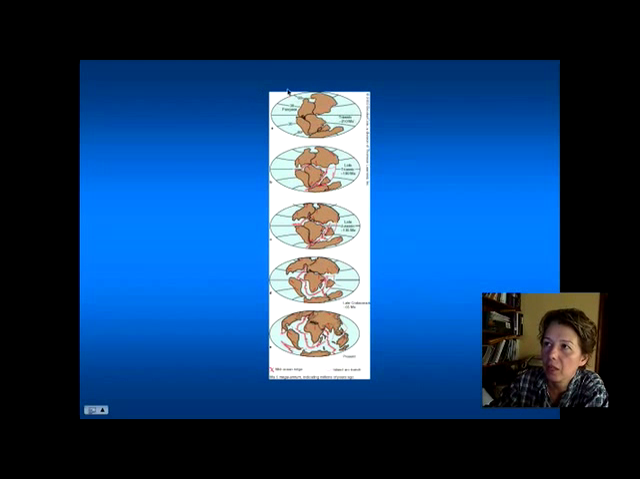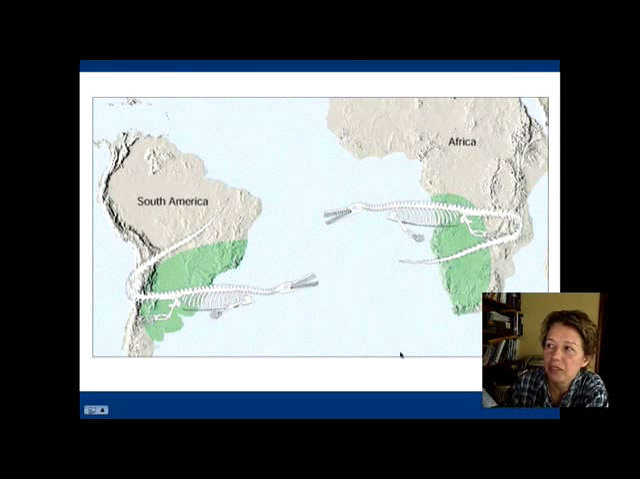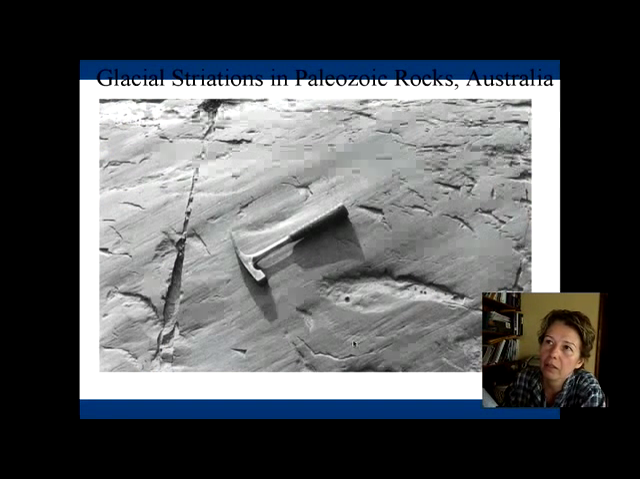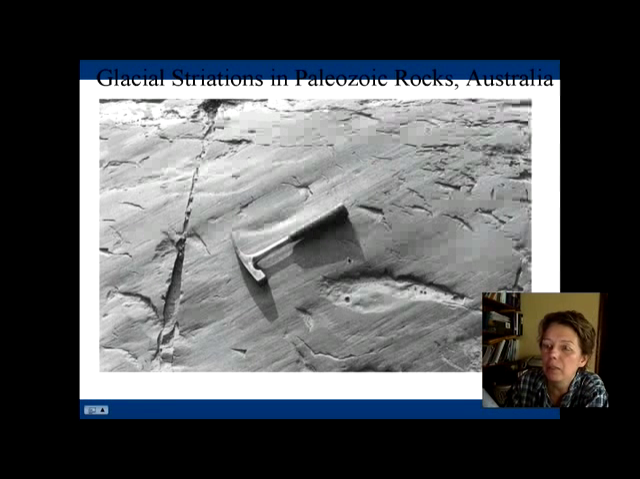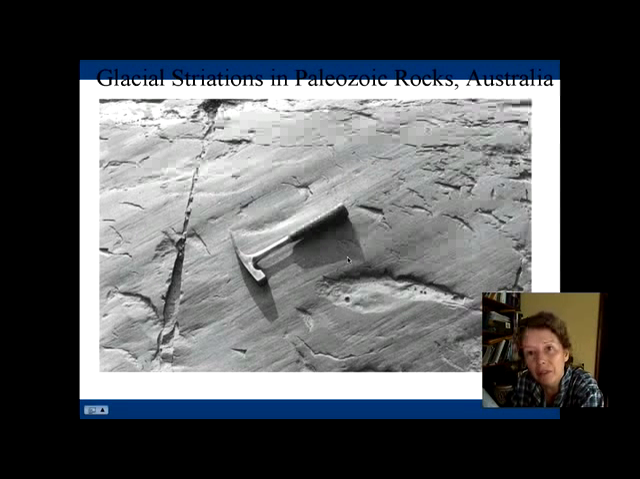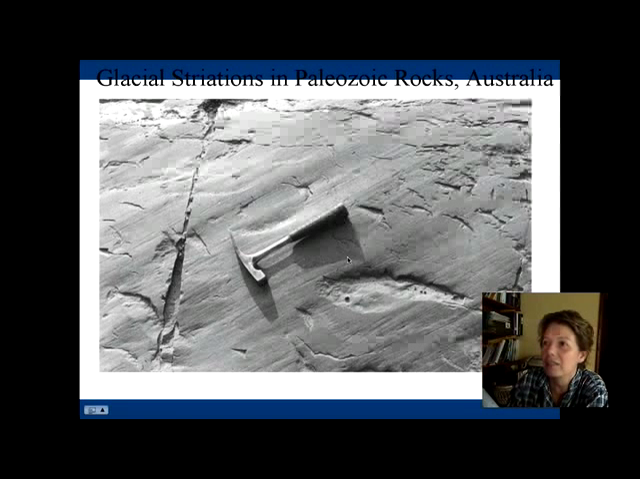So here's just Pangea breaking up. And here's, again, you've seen this one before, the puzzle piece pattern as well as the same species living on different continents, which there's no other way to explain. And the glacial striations in the tropics, so evidence of glaciers in tropical areas, and there's also evidence of tropical things in places that are now in the ice.